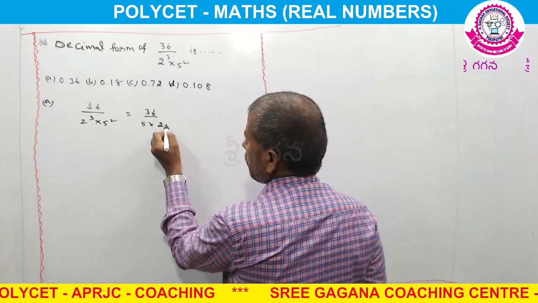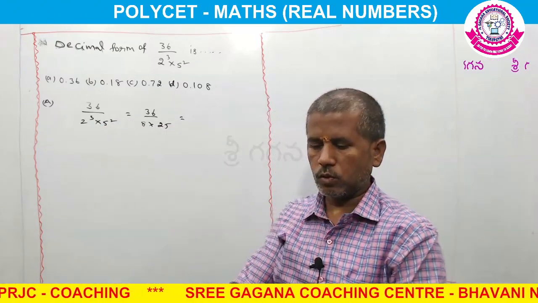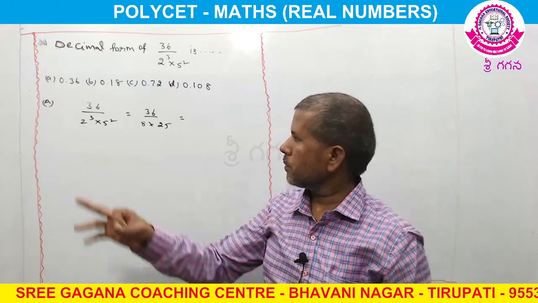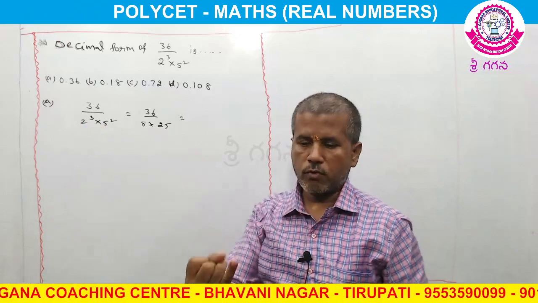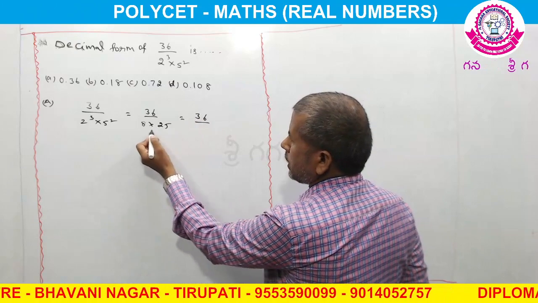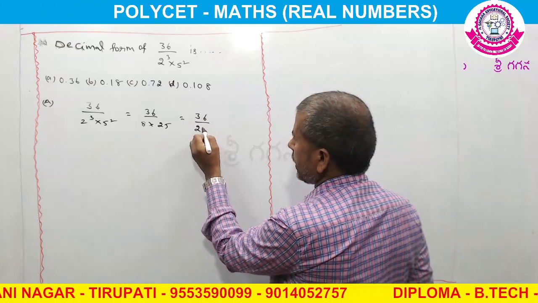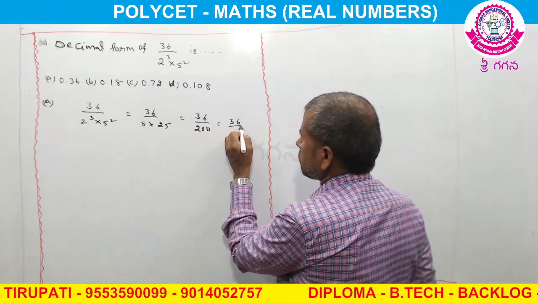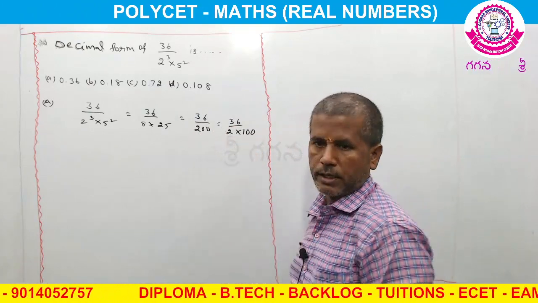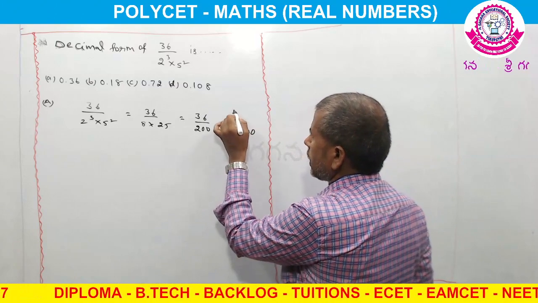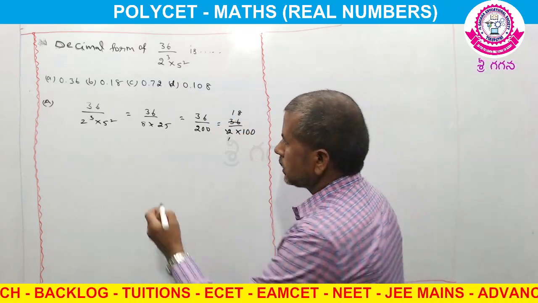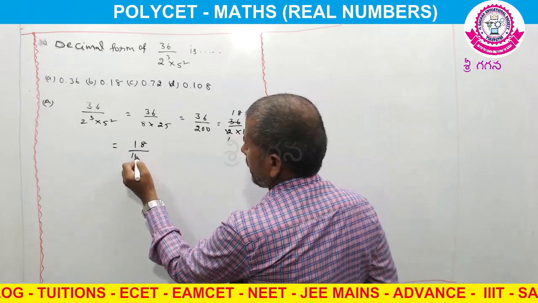5 square means 25, 2 cubed means 8, 2 into 2 into 2, 2 twos are 4, 4 twos are 8. So 2 cubed equal to 8, right? Here 5 square, 5 into 5, 25. Next, 36 by 25 eights are 200, multiplication. So this is also written in the form of 2 into 100, 2 into 100, 2 ones are 2, 2 eights are 16, remainder 1. So that is 18 by 100.